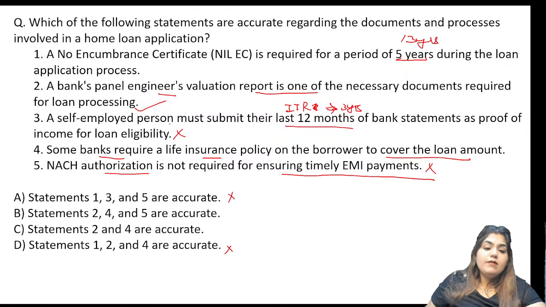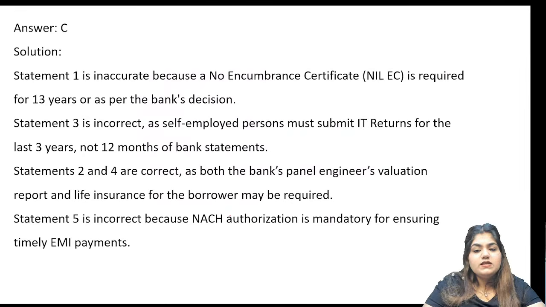So statement number 2, 1, 2 and 4 are correct. That will give us, okay, wait. Statement number 1 is incorrect. Sorry. Statement number 1 is incorrect. Statement number 2 is correct. Statement number 3 is incorrect. Statement number 5 is correct. That will give us 2 and 4. That is, C is the correct answer.